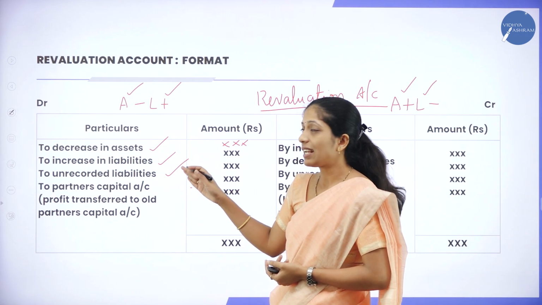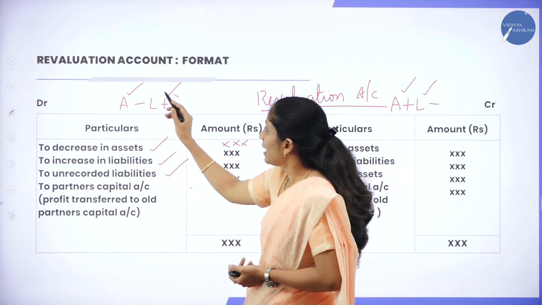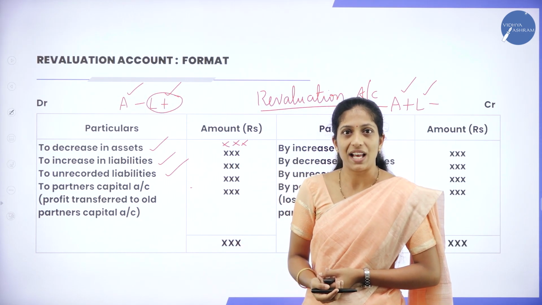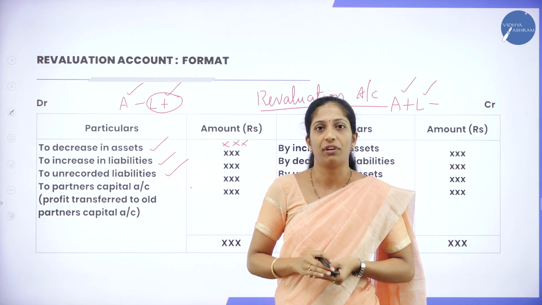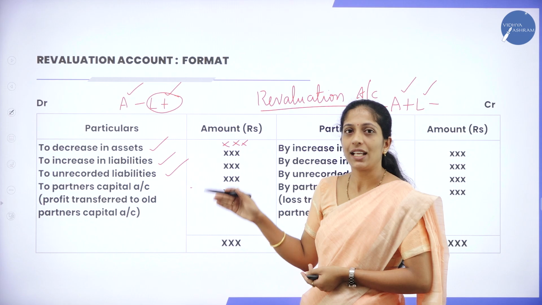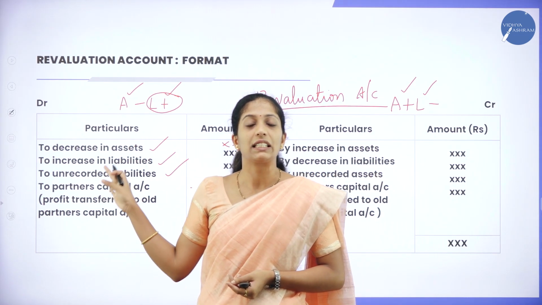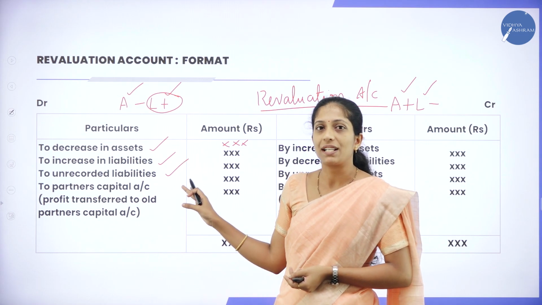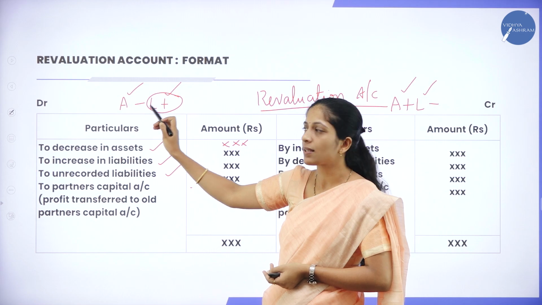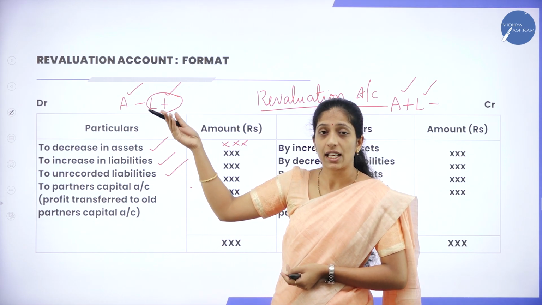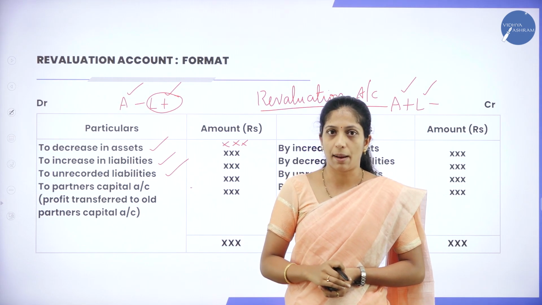So if you find any unrecorded liability, you have to record it in the debit side. It's nothing but liability increases, L plus, a new liability has entered into a business organization or the partnership firm. So, unrecorded liability, you will record in the debit side. So, these are the three items you have to record in the debit side. Which are the items? A minus, that is if any assets have decreased. L plus, if any liability has increased. In the same way, unrecorded liability has to be recorded in the debit side.